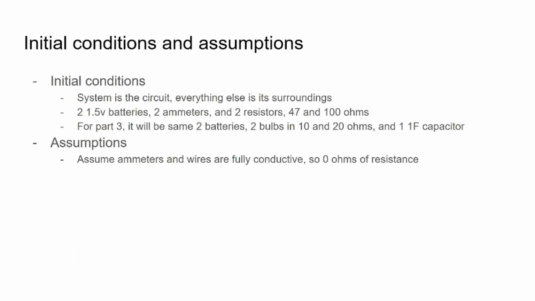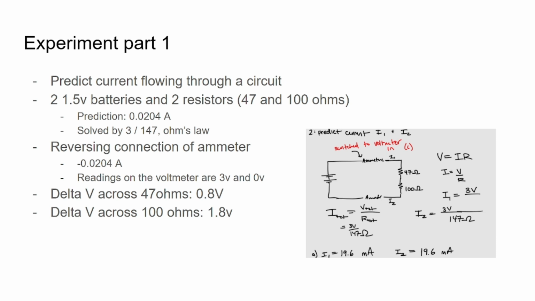So here are some initial conditions and assumptions. For our initial condition, we stated that the system is the circuit, and everything else is its surroundings. We have two 1.5 volt batteries, two ammeters, and two resistors, which are 47 and 100 ohms. For part 3, it will be the same two batteries, two bulbs with 10 and 20 ohm resistance, and a 1 Farad capacitor. The only assumption we made is that ammeters and wires are fully conductive, so they have 0 resistance.